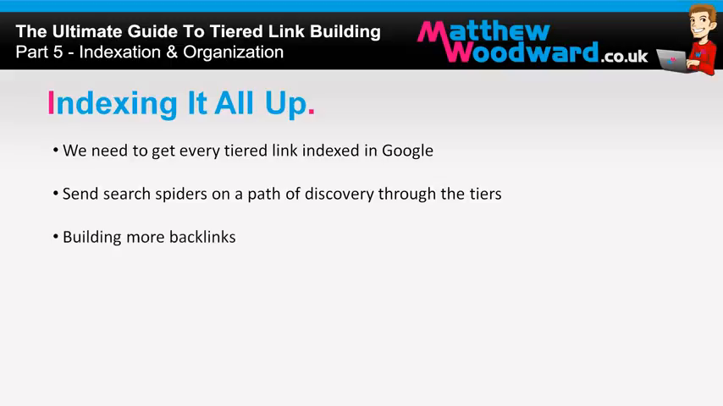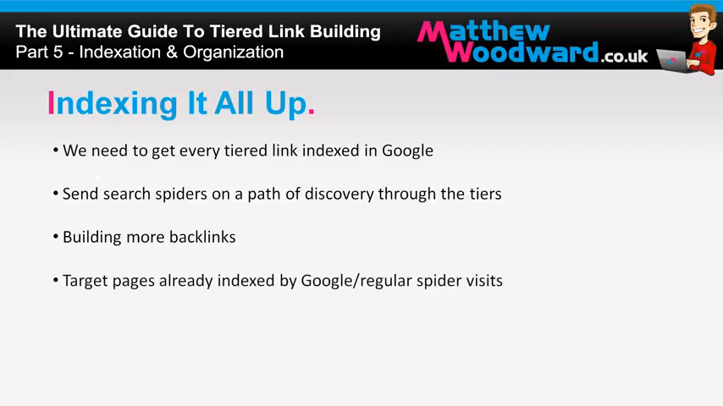Obviously, this is tiered link building, and the best way to index anything is to build more links to it. But there's a clever way to go about it. We're only going to build links to pages that are already indexed in Google and get regular spider visits already. This means that we don't have to worry about building links to index links, and then building more links to index those links that we've created to index the links above that. If we just build links on pages that are already indexed by Google and get regular spider visits, then it'll index everything underneath it automatically. We don't have to worry about indexing anymore.